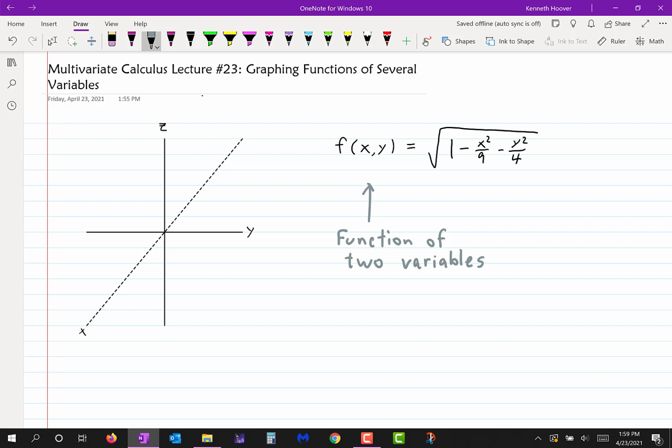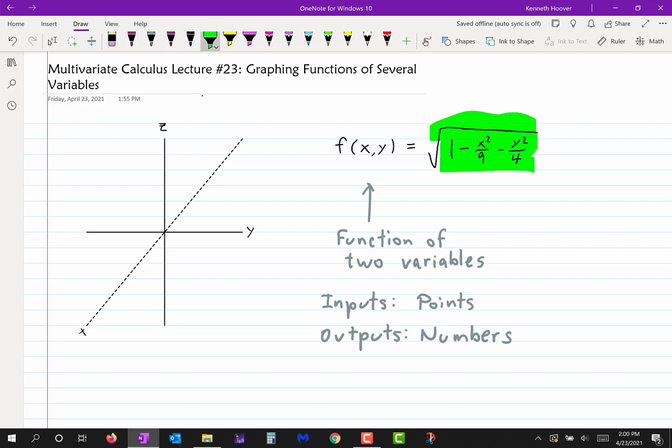The inputs are points, and the outputs are going to be numbers. Correct? You calculate this number here. You plug in an x and a y and you calculate that number, and that's your output. Okay, so the inputs are points and the outputs are numbers.